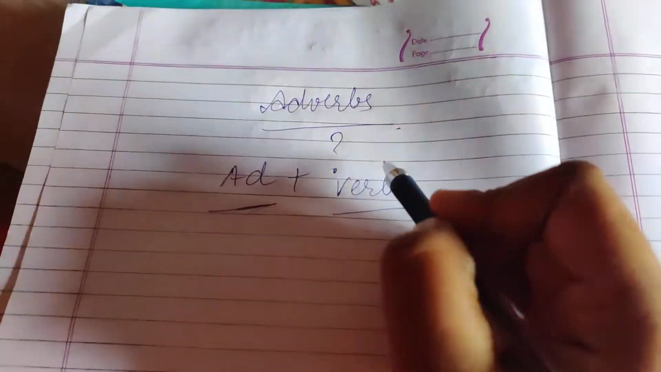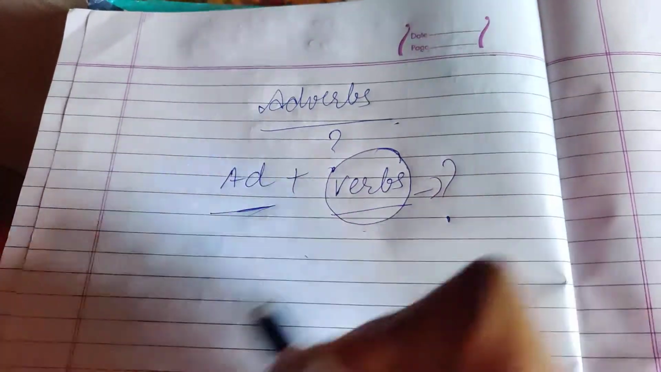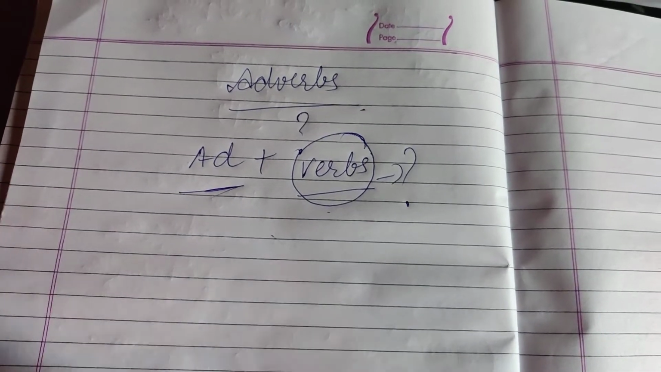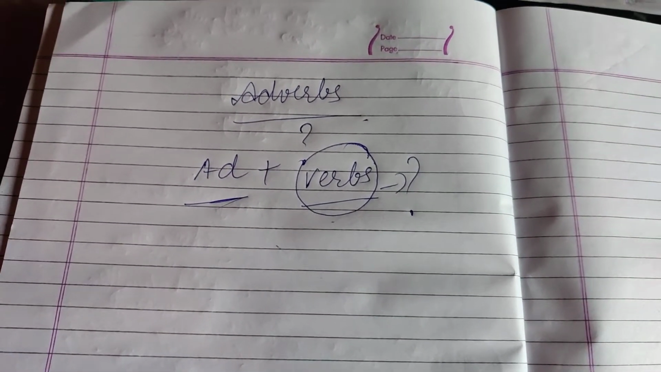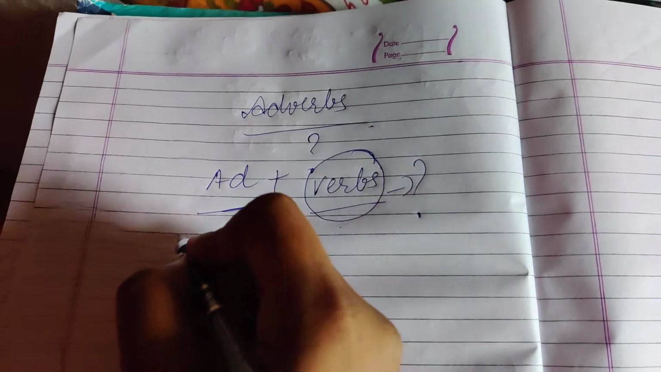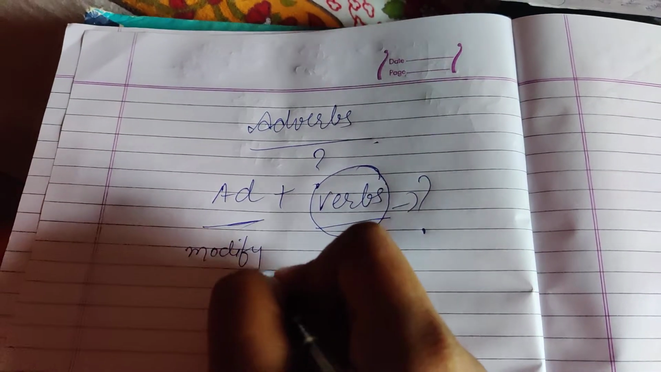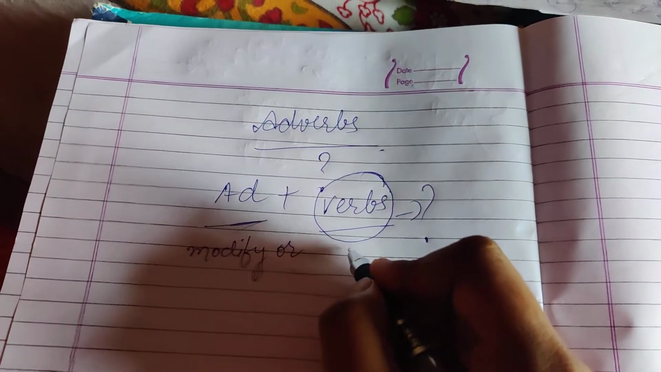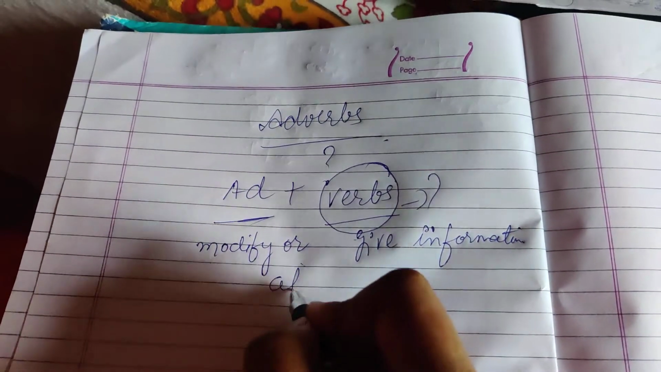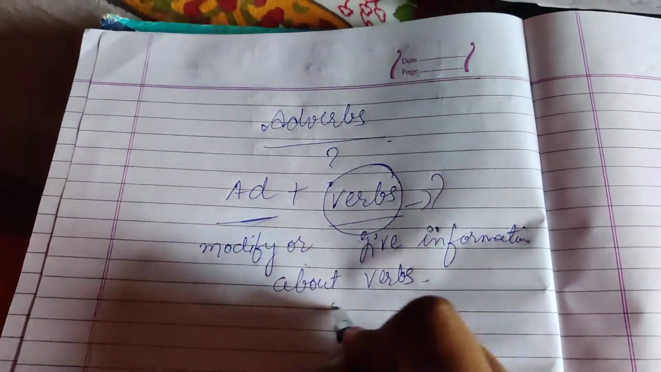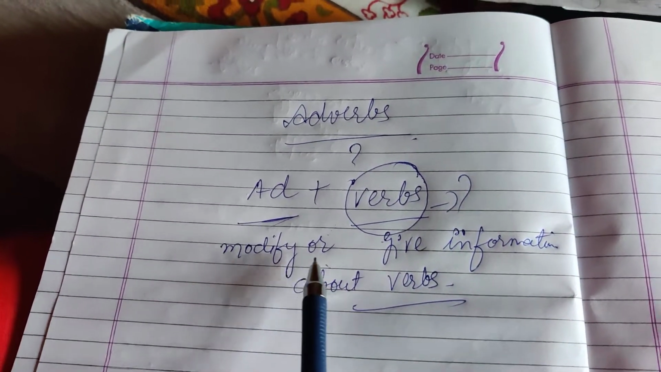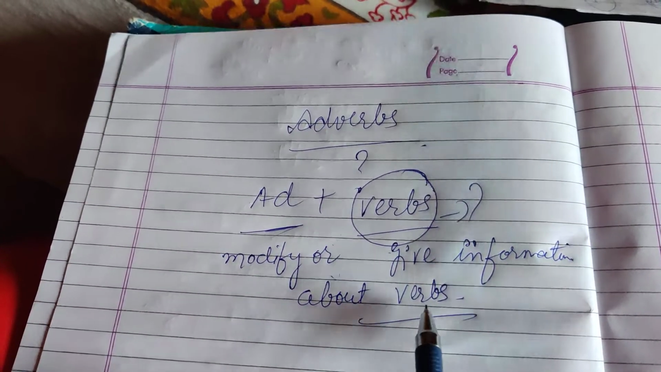Now here you know very well what the verbs are. The verbs are action words. So now the adverbs are related to the action words. So here we can frame the definition of adverbs. Adverbs are those words which modify or give information about the verb. So adverbs are those words which modify the verb or give us more information about the verb.